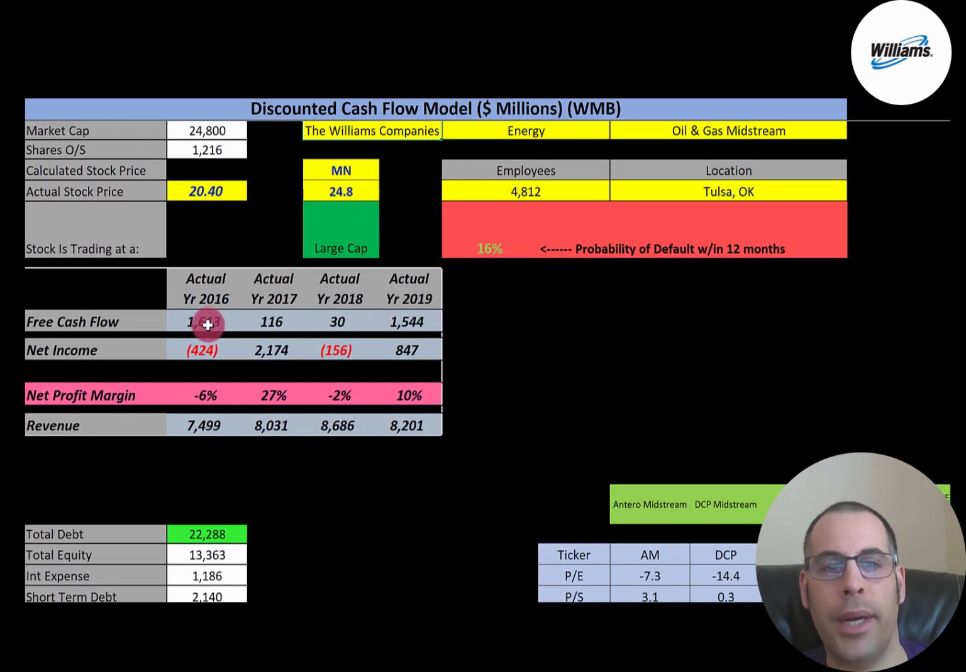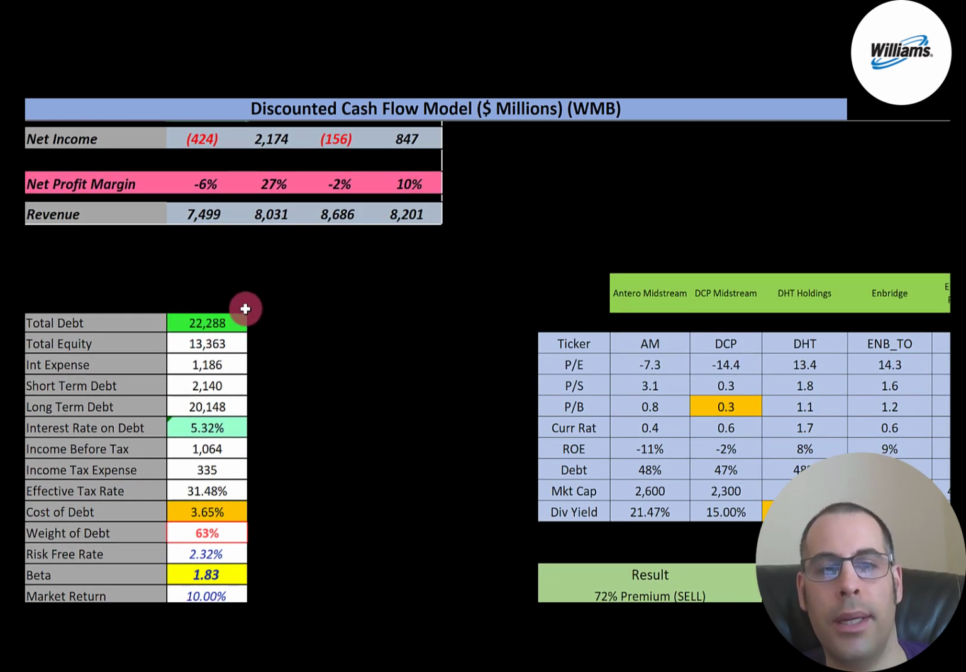They have lots of free cash flow in 2016 and 2019. It's much lower in 2017 and 18. Net income doesn't look so great. It's negative in 2 years. But as long as they have positive free cash flow, that means they're operating with more cash than they're spending. Revenue seems pretty good. It goes up a lot from 2016 and 2018, goes down a little in 2019, but $8 billion is a good number. They have $22 billion of debt.